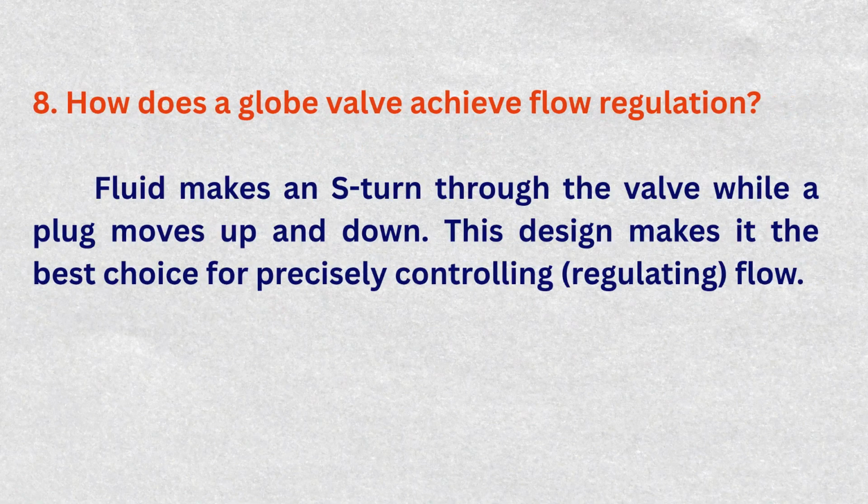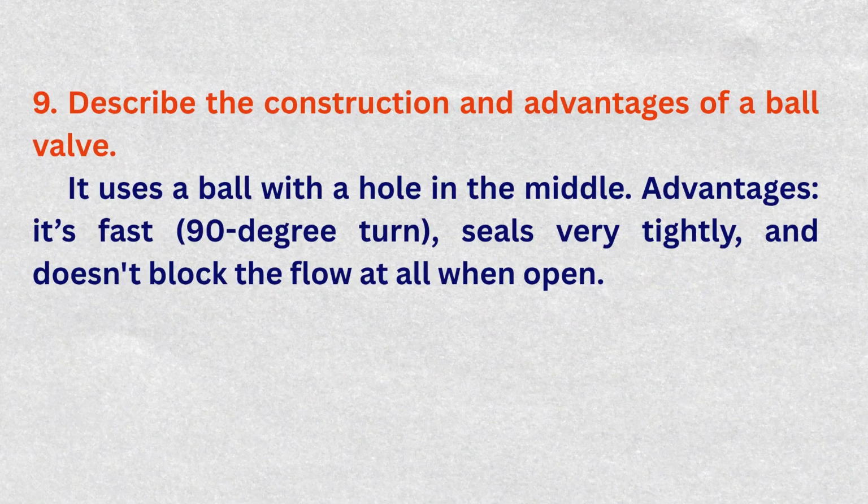How does a globe valve achieve flow regulation? Fluid makes an S-turn through the valve while a plug moves up and down. This design makes it the best choice for precisely controlling, regulating flow.